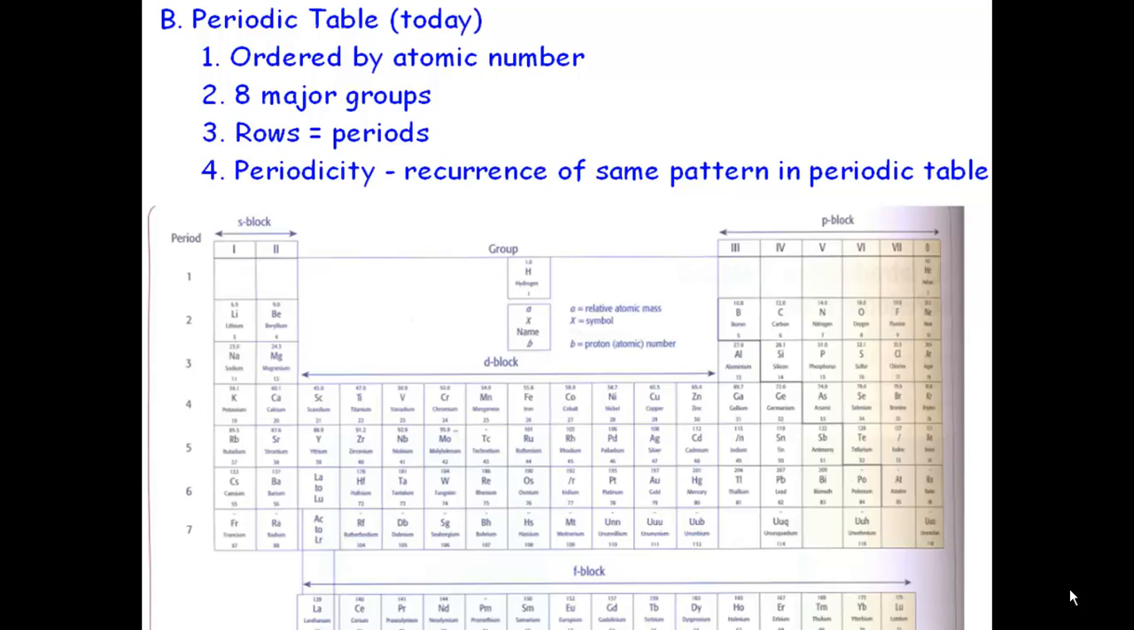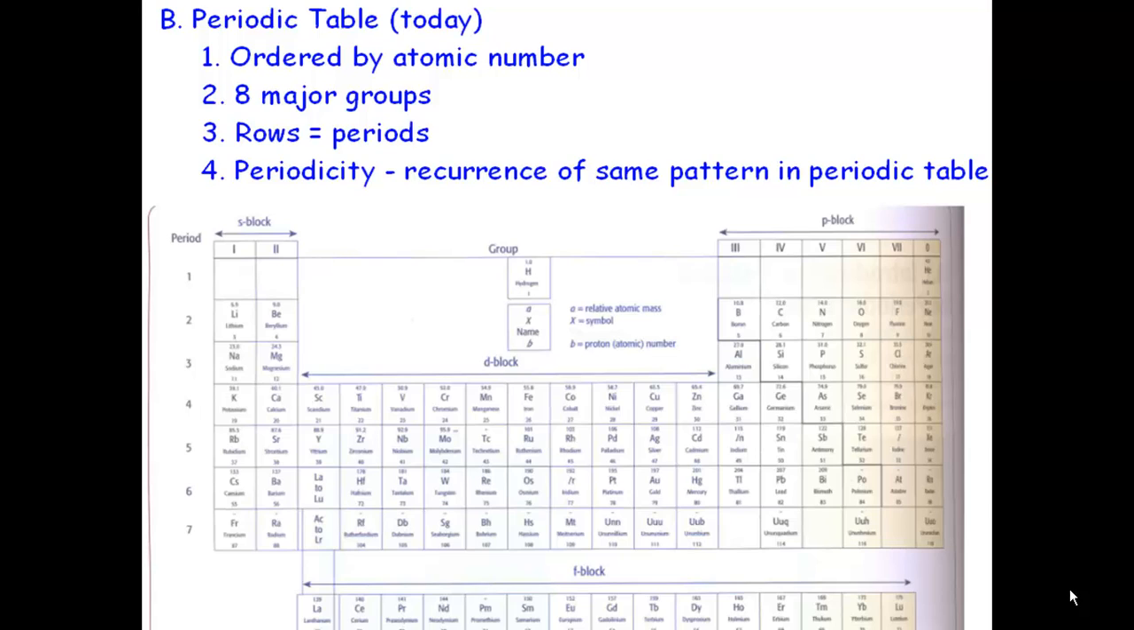Here we have our current model. It's ordered by atomic number, which means the number of protons. There are 8 major groups, and the rows are periods. Periodicity is the recurrence of the same pattern in the periodic table, so that's why it's called the periodic table.